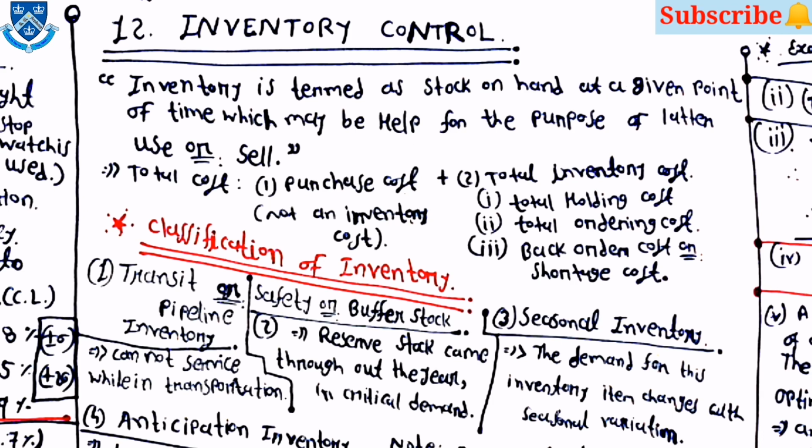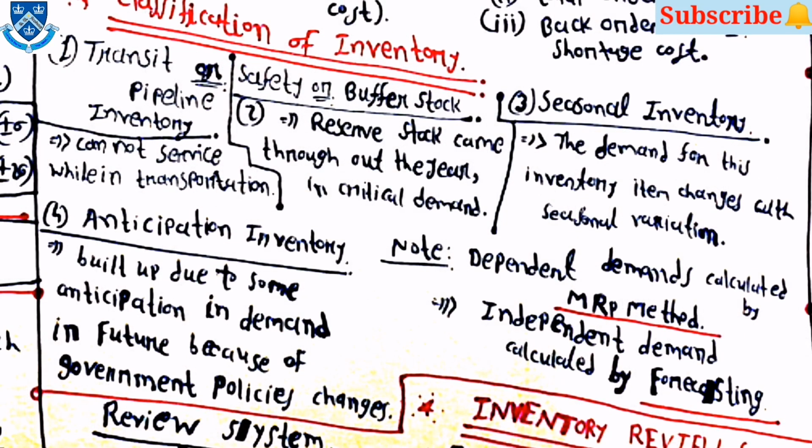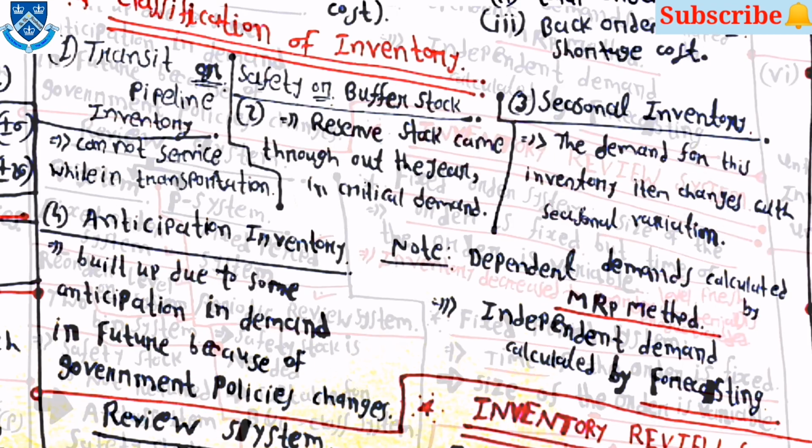Then the third one is seasonal inventory. The demand for this inventory item changes with the seasonal variation. Then the fourth one is anticipation inventory. It is built up due to some anticipation of demand in the future, because of government policy changes. Here note that dependent demand is calculated by the MRP method and independent demand is calculated by forecasting methods.